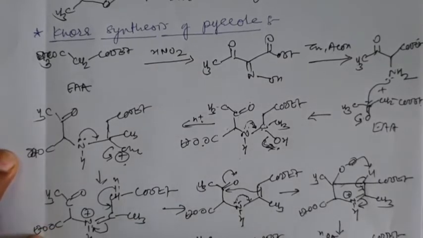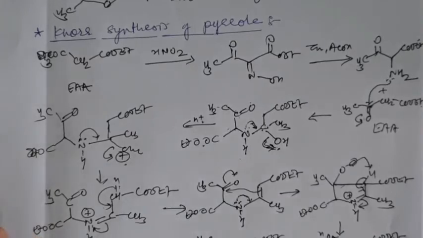Then again this lone pair of electrons is moved here and this OH leaves. As nitrogen gives its electrons, a positive charge is developed on the nitrogen atom. Then this hydrogen atom is removed, this bonded electron is shifted here, this pi bond is shifted here, and this pi bond is shifted onto the nitrogen atom, and we get the substituted pyrrole as the product.